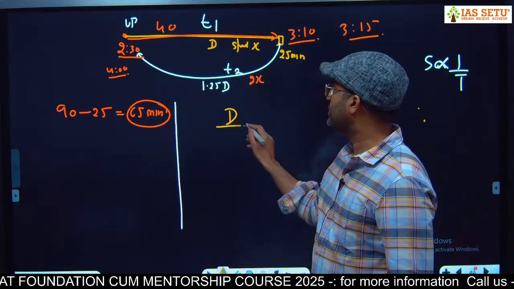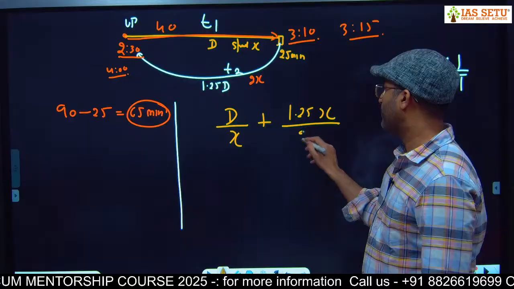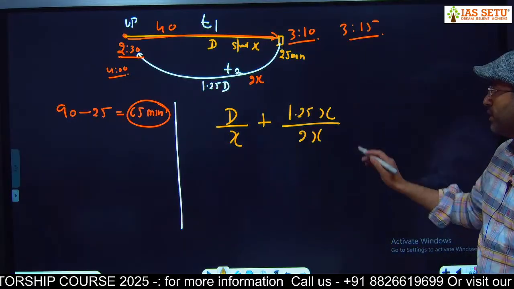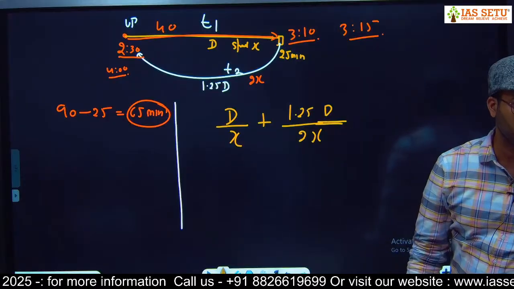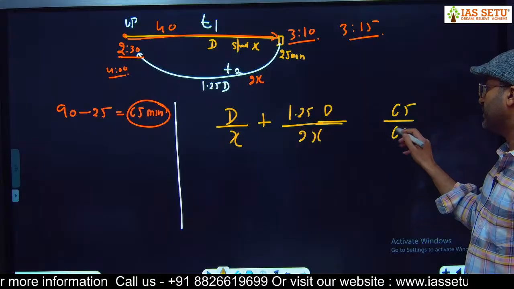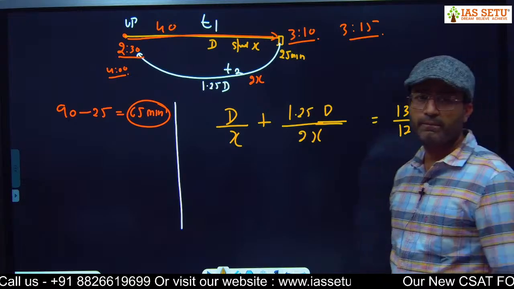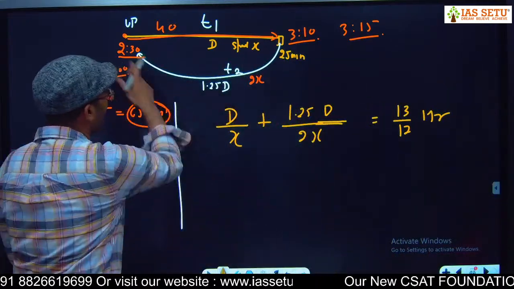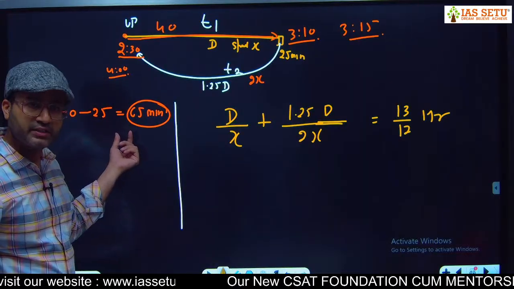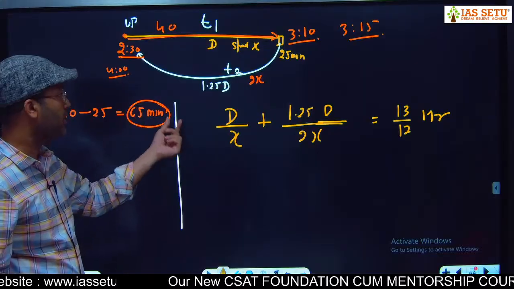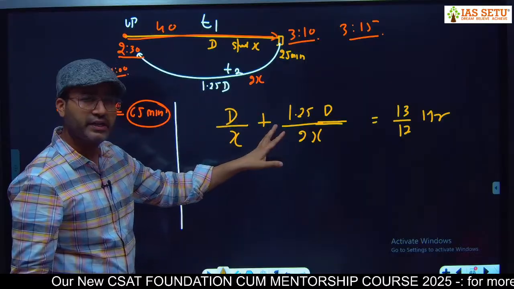D distance, speed x, plus 1.25d upon 2x, ठीक है, is 65 minutes. We convert 65 minutes into hours. 65 minutes divided by 60. It means 13 by 12 hour. I repeat. मैं बताता हूँ. Total time taken 90 minutes. Out of 90 minutes, 25 minutes is the rest time. Traveling time is 65 minutes. I cover a distance d with a speed of x. I cover a distance of 1.25d at a speed of 2x.